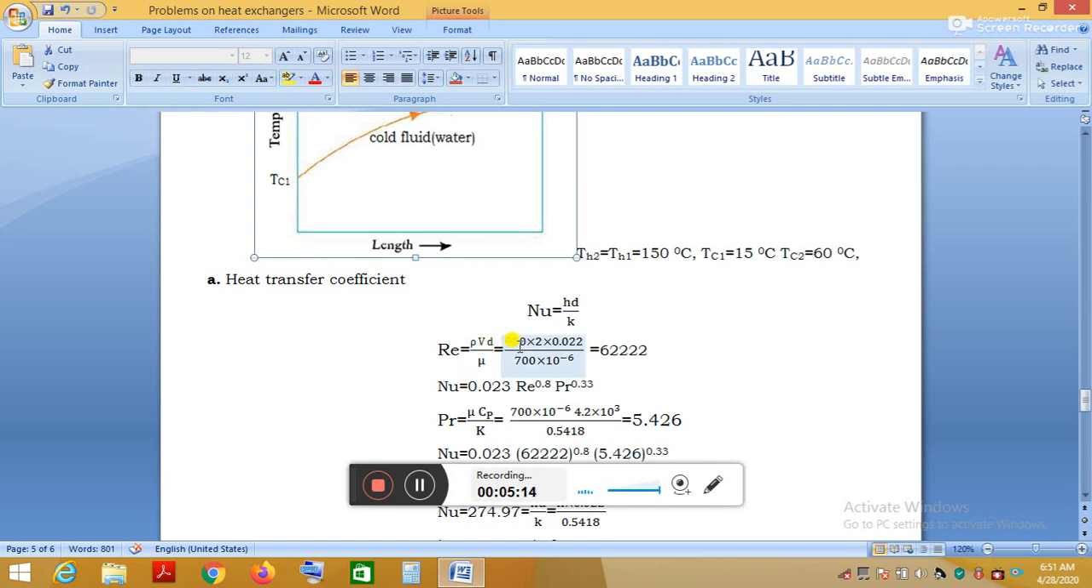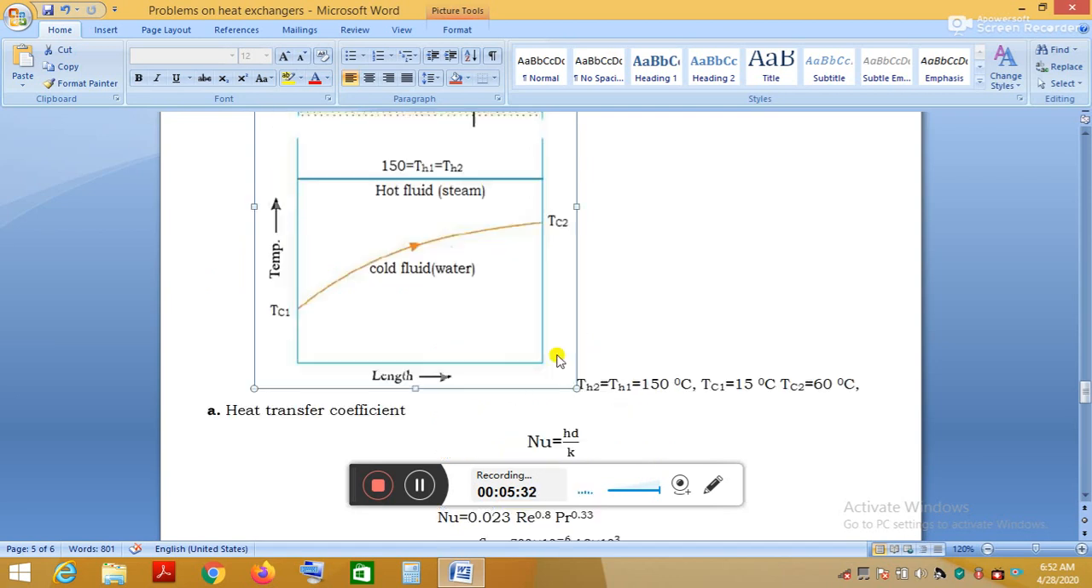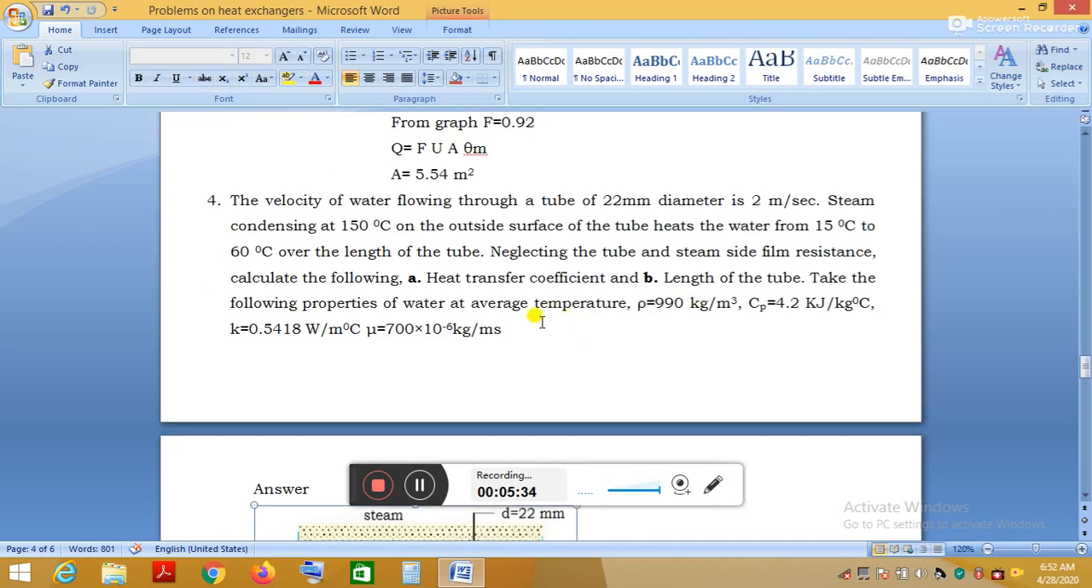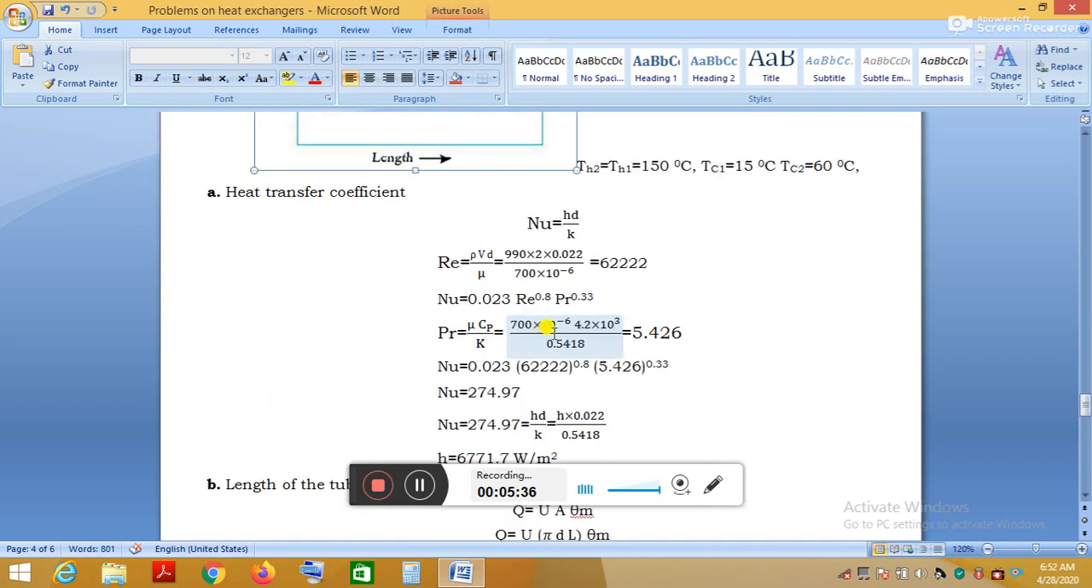Rho is the density of the water, which is given as 990 kg per meter cube. The velocity of the water flowing through the tube is also given, which is 2 meter per second. The diameter of the pipe is also given. The kinematic viscosity is given, and the dynamic viscosity value is also given. Substituting these values, we get the Reynolds number as 62,322.